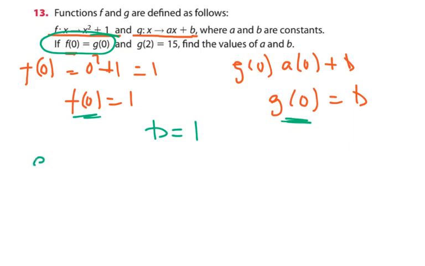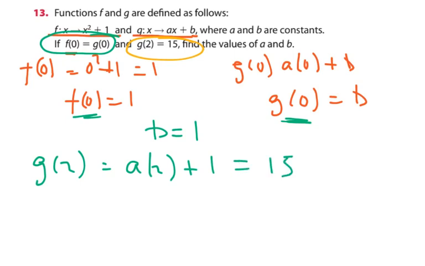Now the next bit, g of 2. So g of 2 is equal to a times 2 plus b. Well, b is equal to 1. So g of 2, and by the way, we're told, I'll do this in orange, g of 2 is equal to 15. So a times 2 plus 1, go back into green, is equal to 15. So you've got 2a plus 1 is equal to 15. That means 2a is equal to 14, a is equal to 7. So there's your two answers to that.